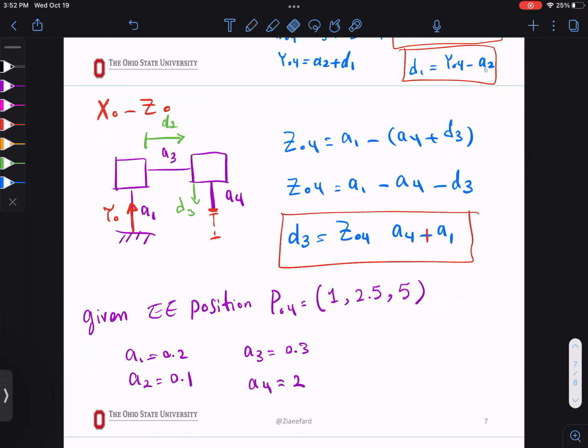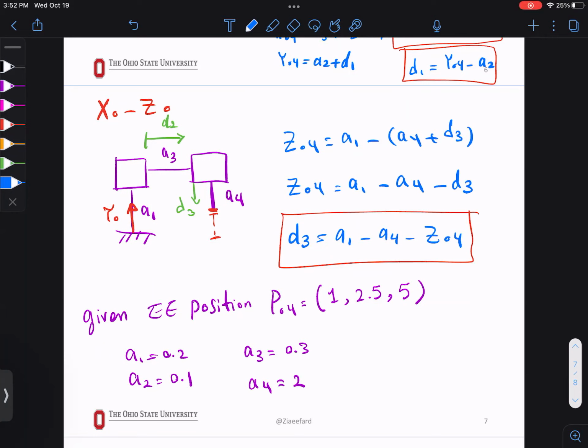Okay, but what I understood was different. I will tell you what I understood. So D3 goes to the other side. Then we have A1, negative A4, negative Z04, right? That's correct? So what I understood was, why didn't we flip this? Because we don't care, this would be a positive value.